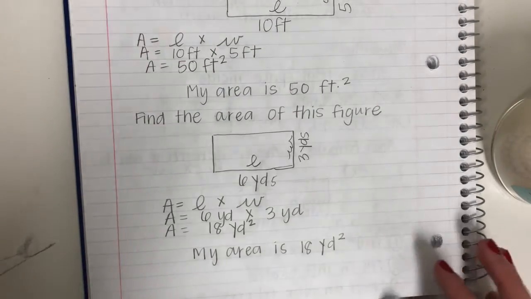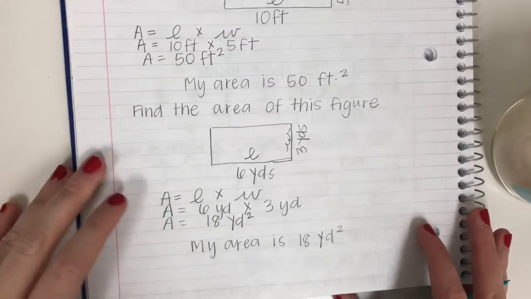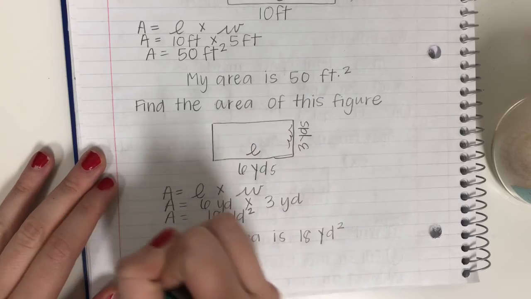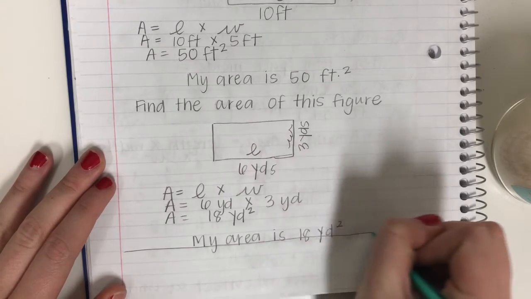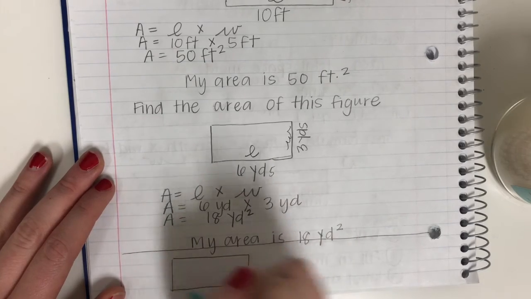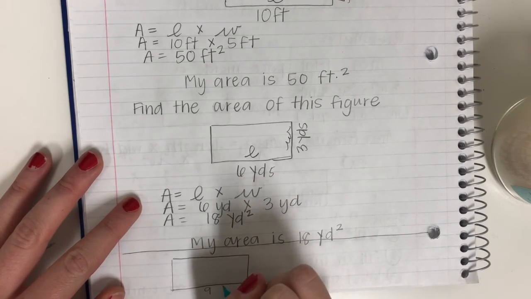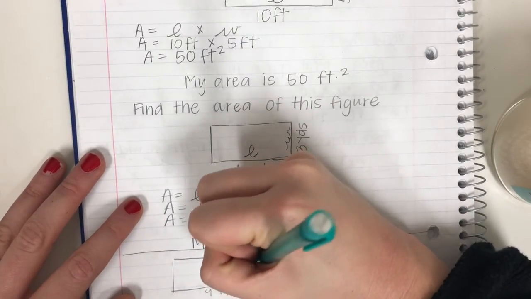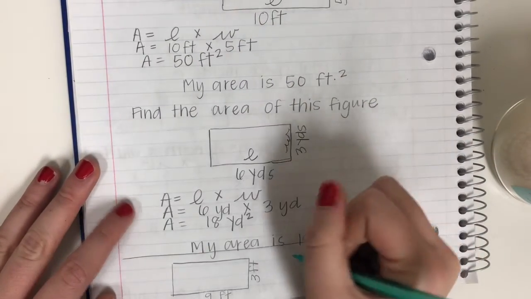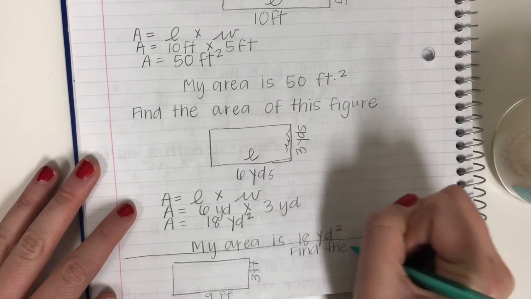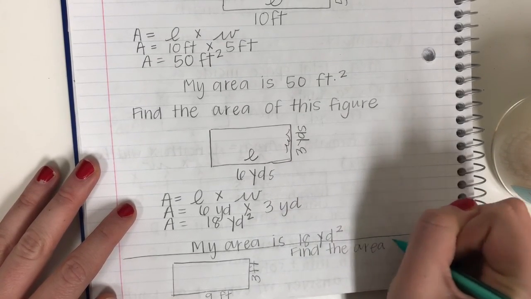Okay, I'm just going to give you one to work on tonight. So I'm just going to draw you a rectangle and I want you to find the area. So let's do 9 feet long and let's do 30 feet wide. Okay, so find the area.